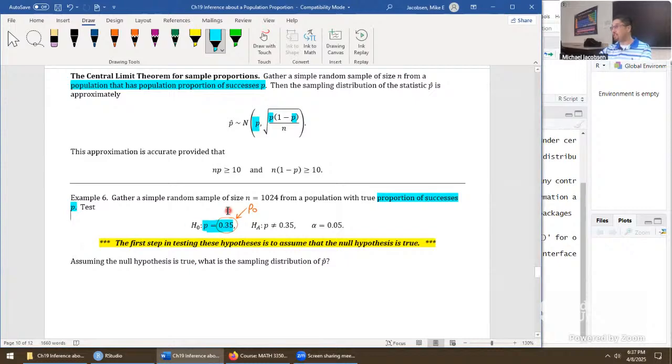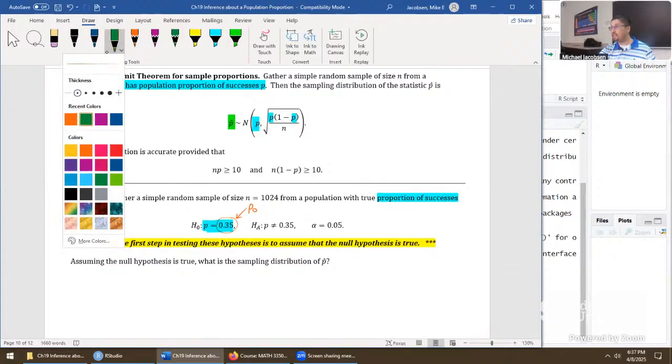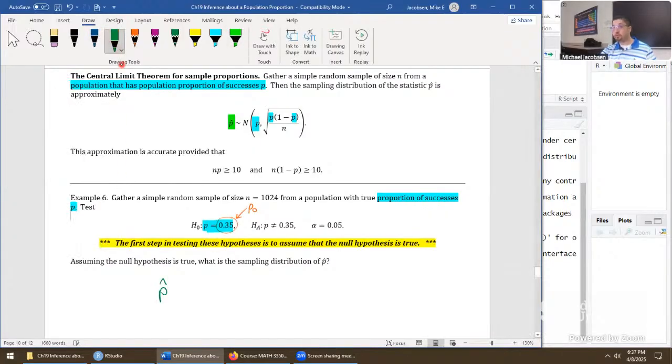P is now 0.35. That means if the null hypothesis is true, we know the full specification of the sampling distribution of P hat, the statistic. We can now directly say P hat, through the central limit theorem, a direct use of it, is now distributed normally. The true mean of this normal distribution is centered at 0.35. So when we go to collect the data, we'll just find out how many standard deviations our statistic is away from the assumed central value in the central limit theorem.